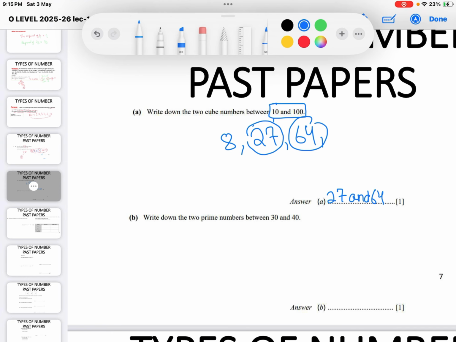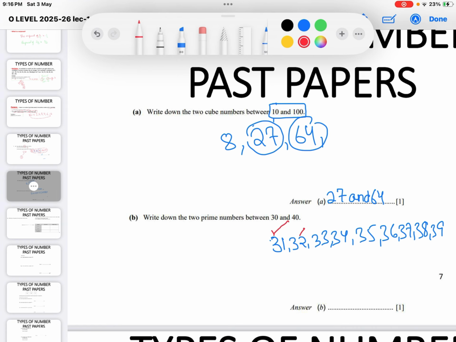Now the next, write down the two prime numbers between 30 and 40. If you know what prime numbers are, the prime numbers are divisible by 1 or by itself. So now we have the numbers between 30 and 40: 31, 32, 33, 34, 35, 36, 37, 38, 39. Now 31 is divisible by 1 and by itself. So 31 is basically a prime number.